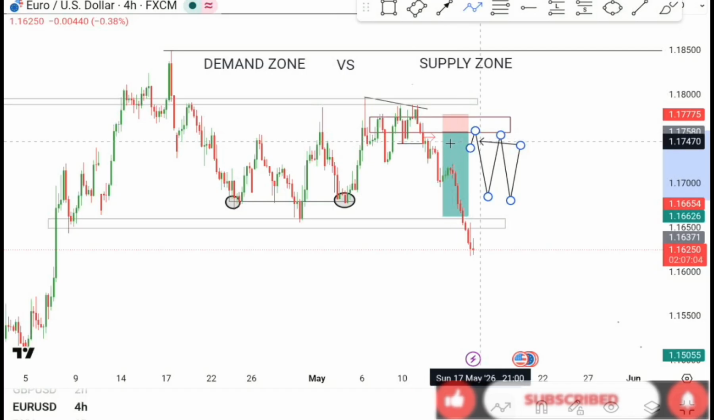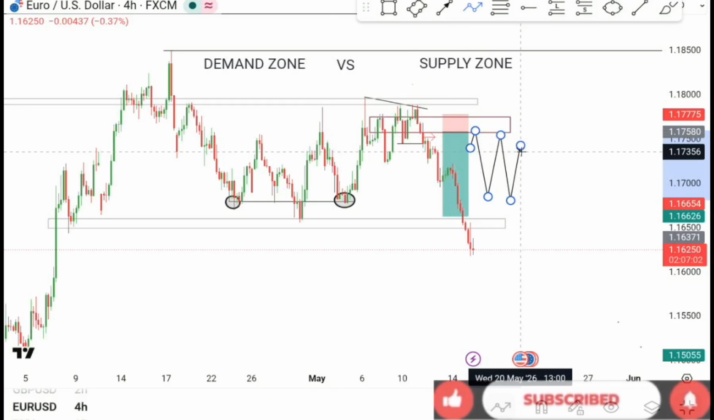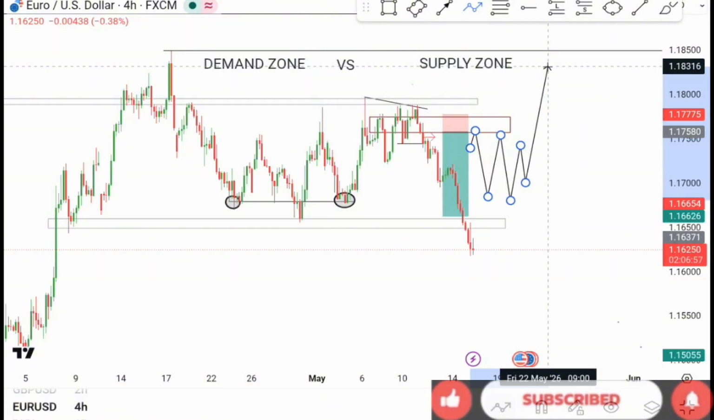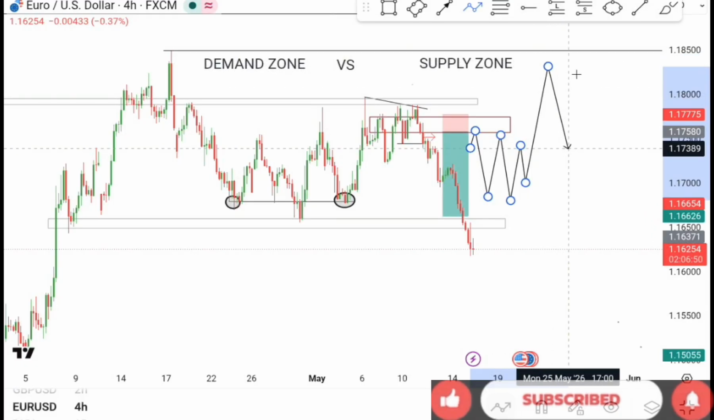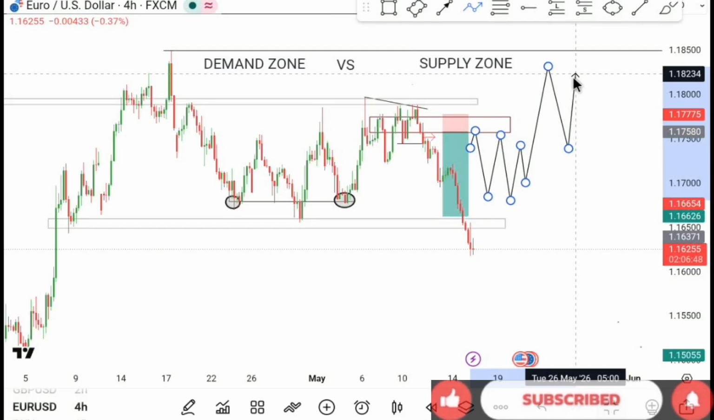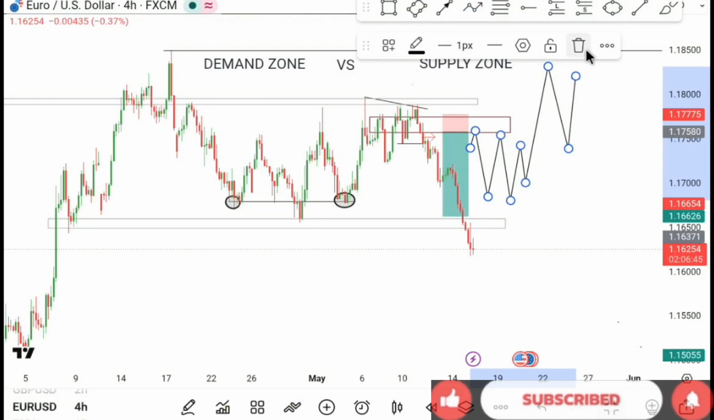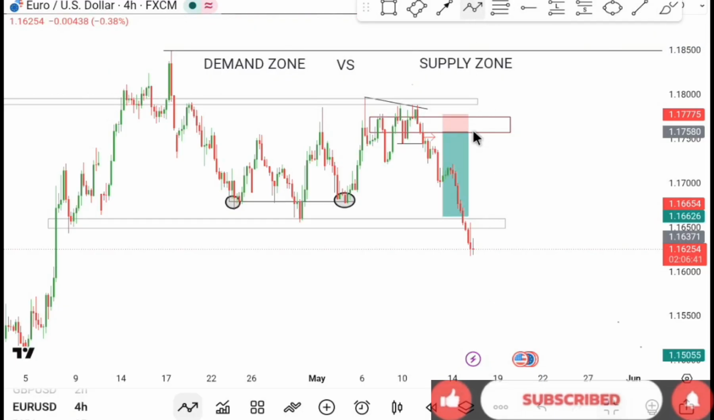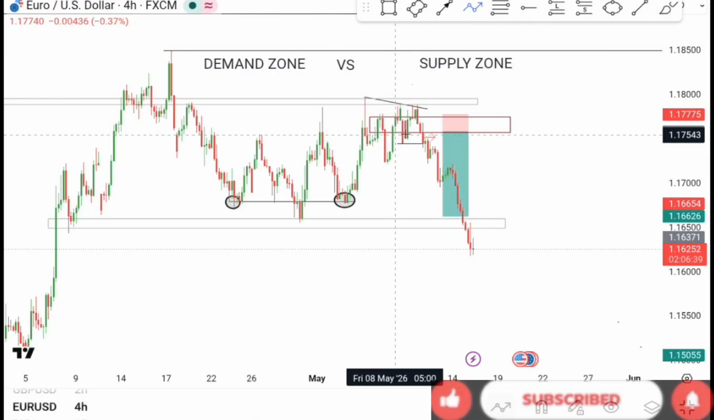Be reassured that with all those tests in that zone, the zone is likely going to be depleted, likely to be disrespected. The market will just break it. So whenever you see 3, 4, 5 retests in a zone, always know that the zone can be disrespected.